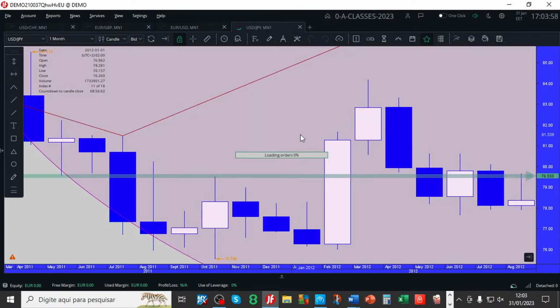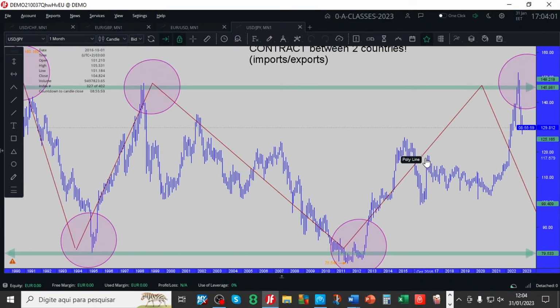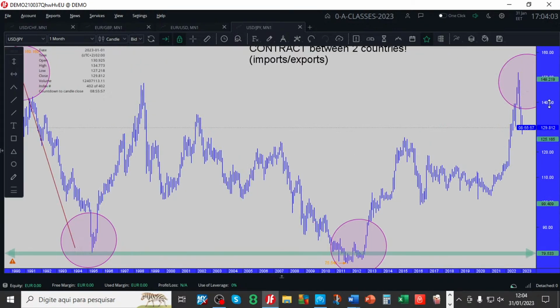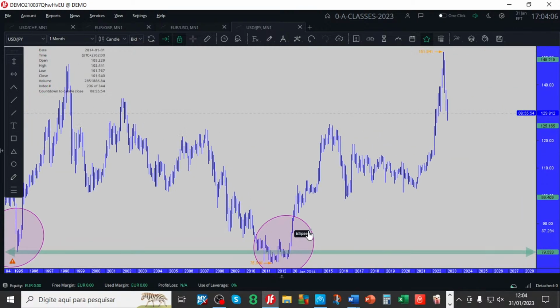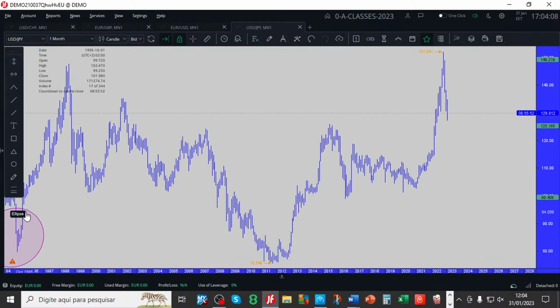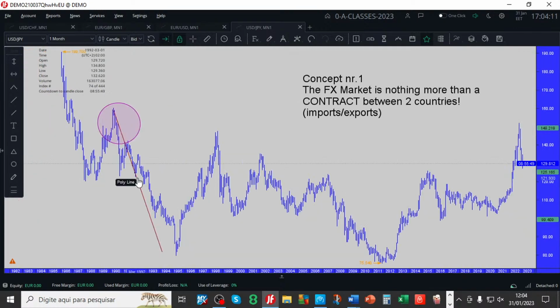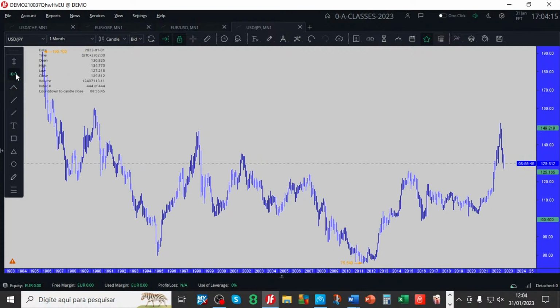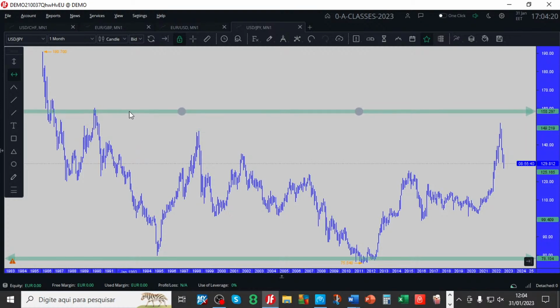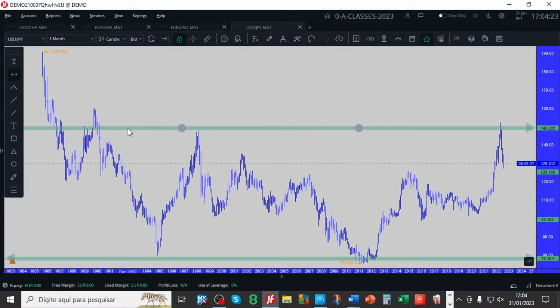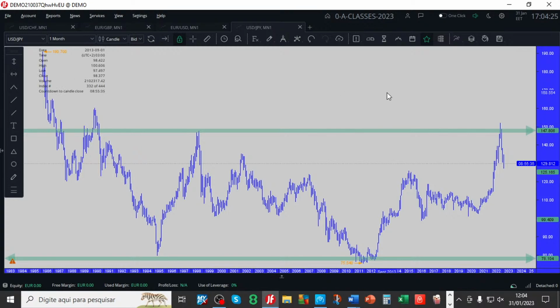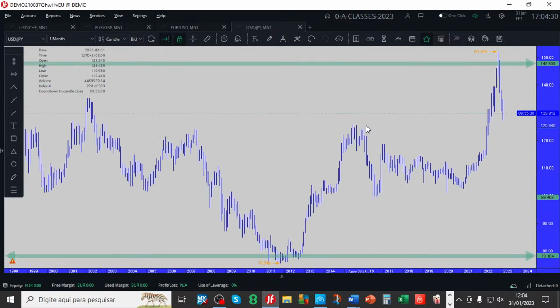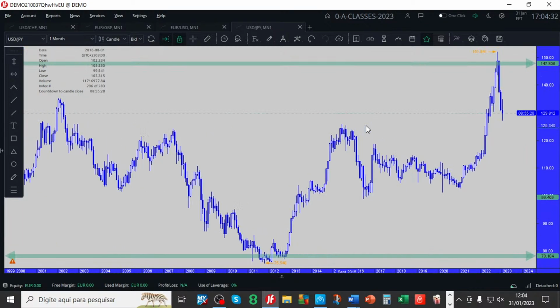Okay, everybody, let's open the USD JPY monthly chart. I should not cancel the monthly bands, right? Somewhere up and down, up and down, up and down. Okay, very good. So the 3 trend lines every time frame has.